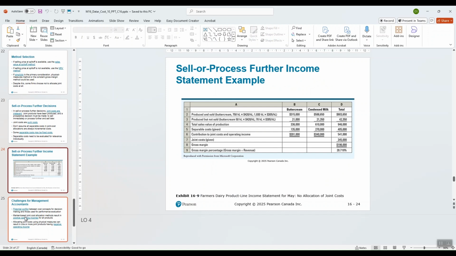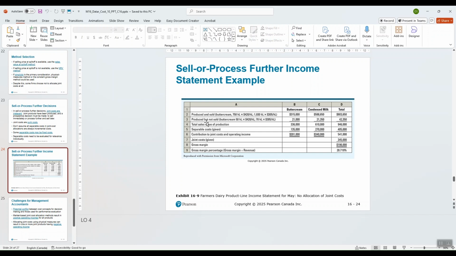So in this slide, we're going to focus on a sell or process further income statement example. It's an example of what the contribution margin looks like and how this information is processed in an income statement. First, we do all those calculations for internal reporting purposes. Once we do that, we take into consideration the product cost. So here are the products that we produced, and this is what the sale price was.